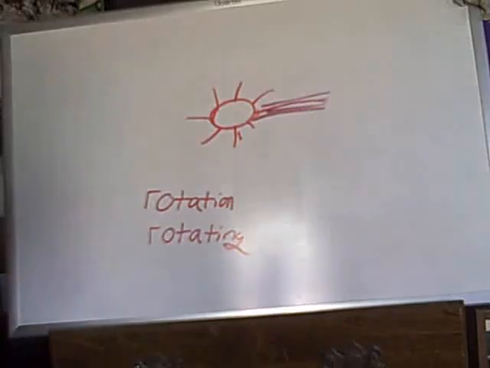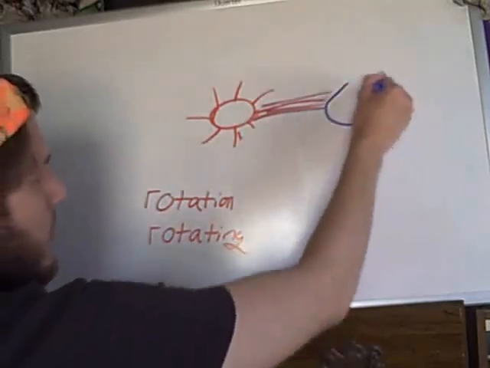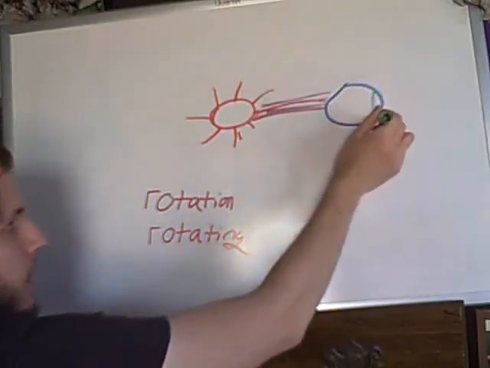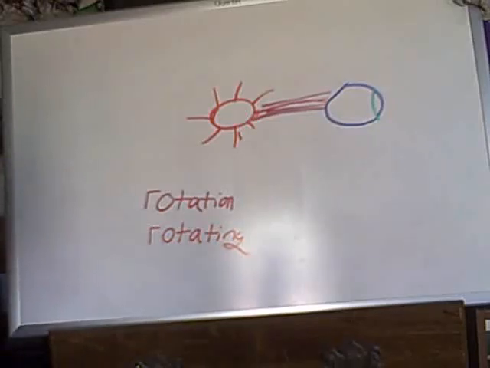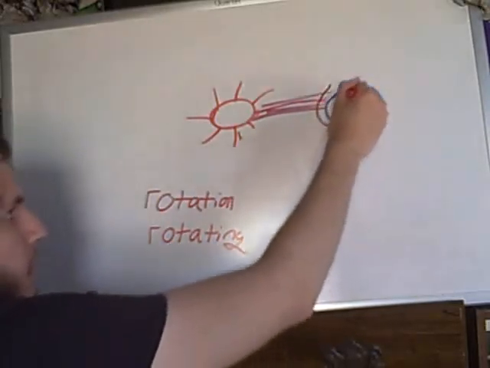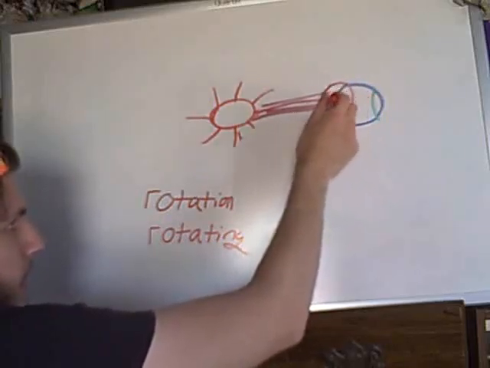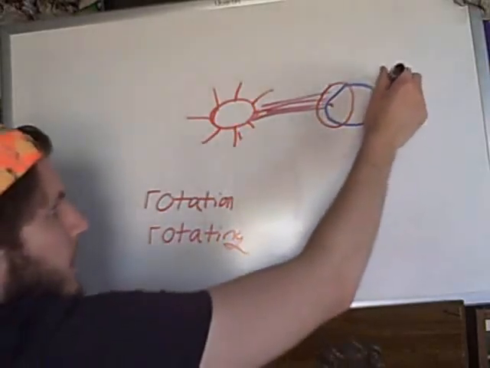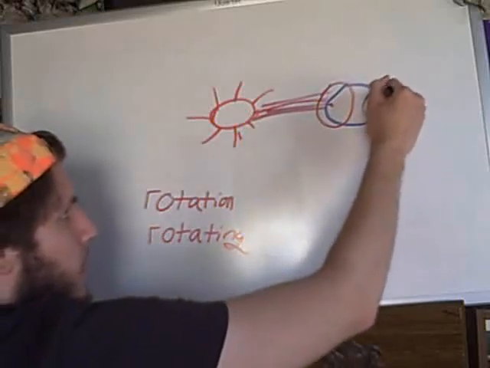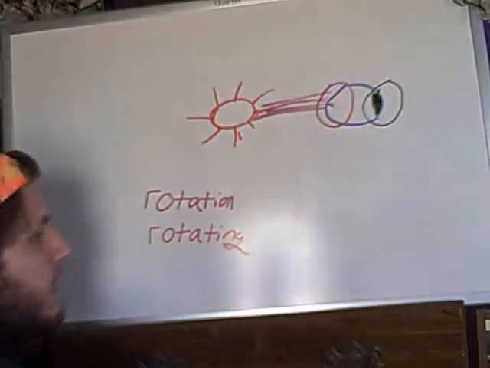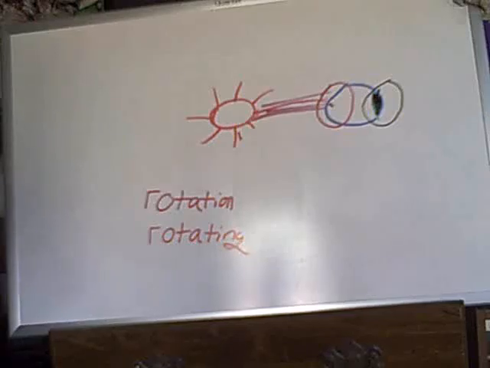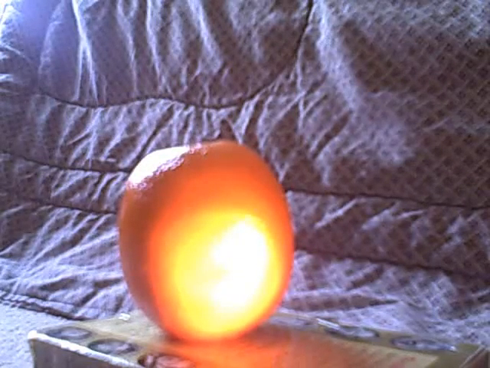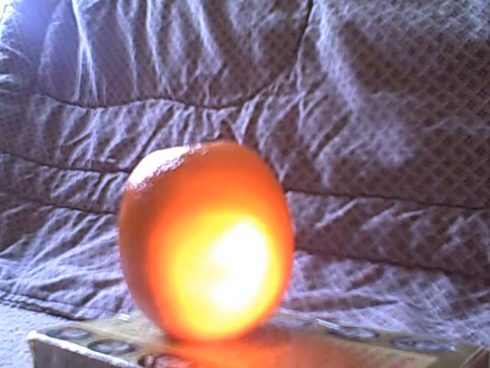But when the earth spins and we are now on the other side here, then the light will be hitting the other side of the earth, not where we live. So where we live will be nighttime. We won't have any sunlight where we live. This is how the sun is able to make daytime and nighttime.